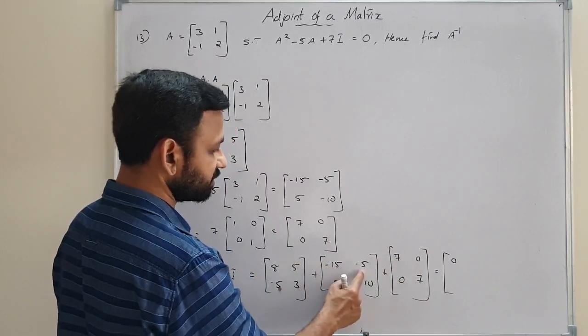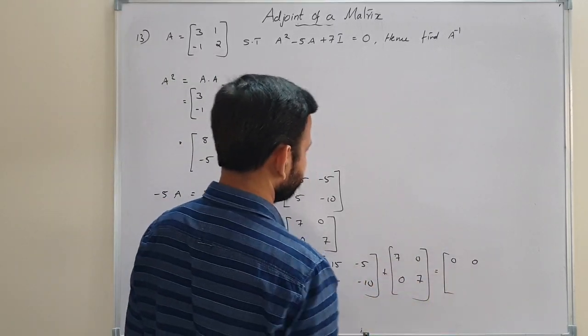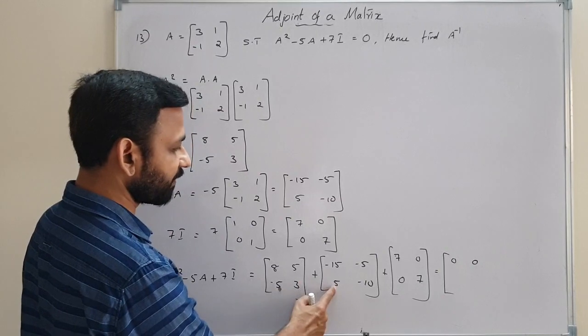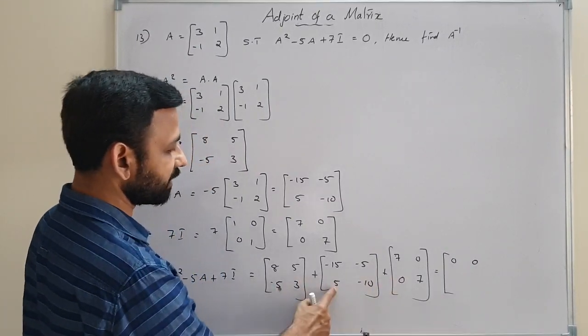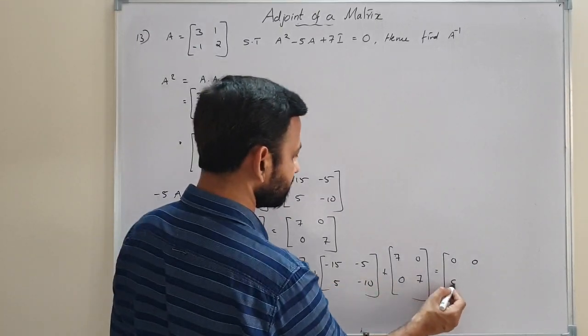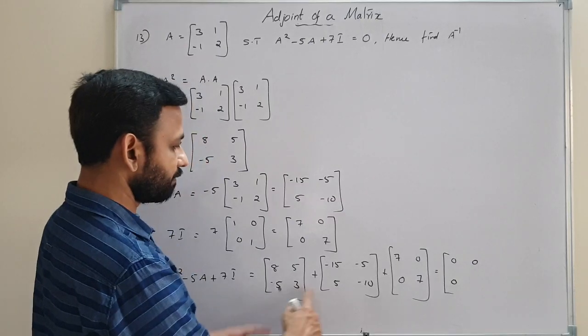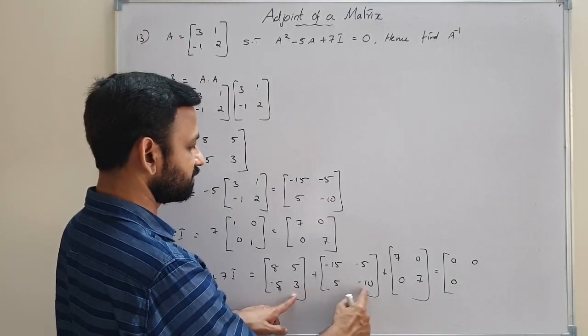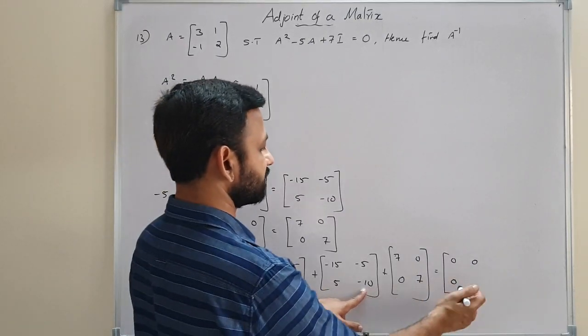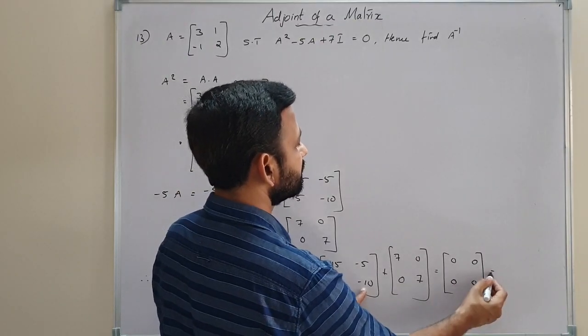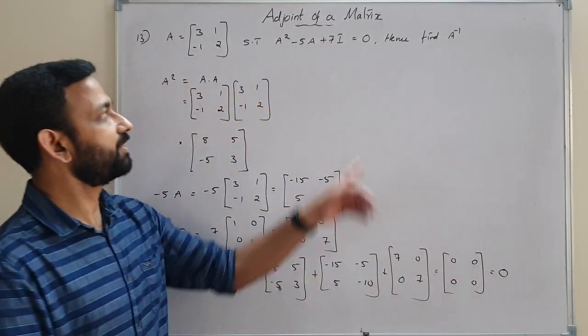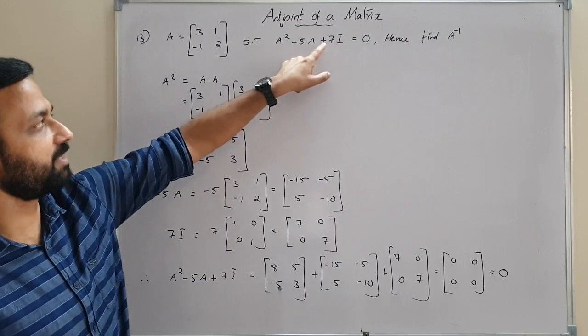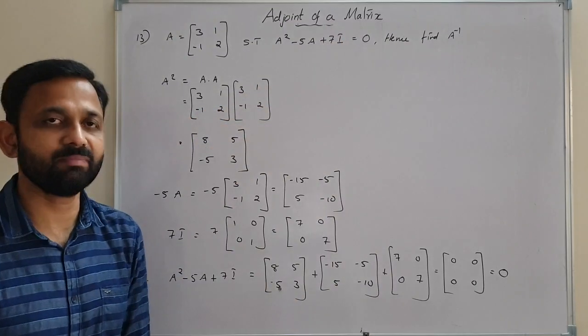5 plus minus 5 is 0, 0 plus 0, that is 0. Then minus 5 plus 5 plus 0. Minus 5 plus 5 is 0, 0 plus 0, again 0. 3 minus 10 is minus 7. Minus 7 plus 7, that is 0. So we got the 0 matrix. So we got that result: A square minus 5A plus 7I is equal to the 0 matrix.